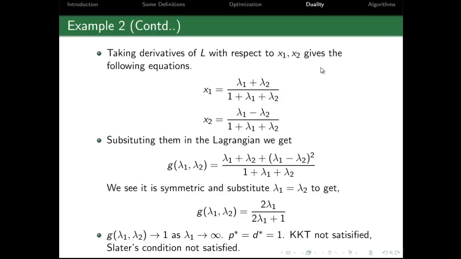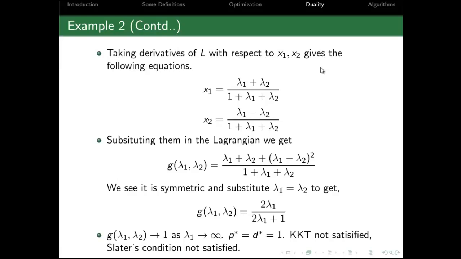Now let us investigate what exactly is happening. We'll try to solve the dual problem. For solving the dual problem, we have to find the maximum of g. First let us find out what the function g is. g is the infimum of the Lagrangian over x. We take the derivative of L with respect to x, solve it, and then we arrive at this g function, which is a function of lambda 1 and lambda 2.